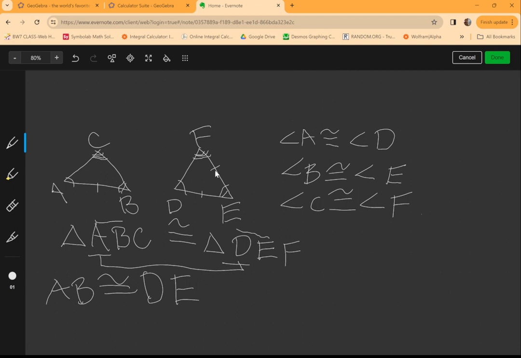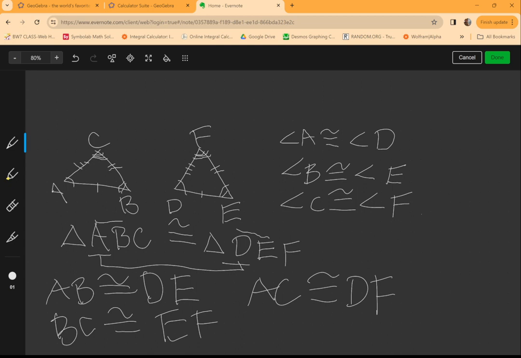BC is congruent to EF. And then lastly, our last corresponding side, AC, is congruent to DF. And now we've established the congruency relationships here.